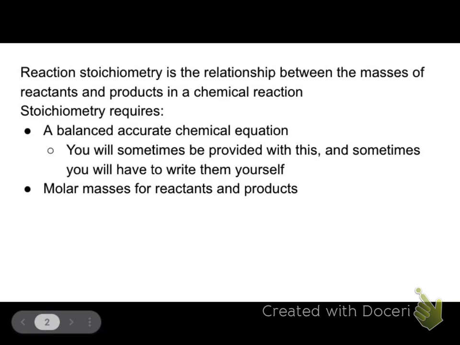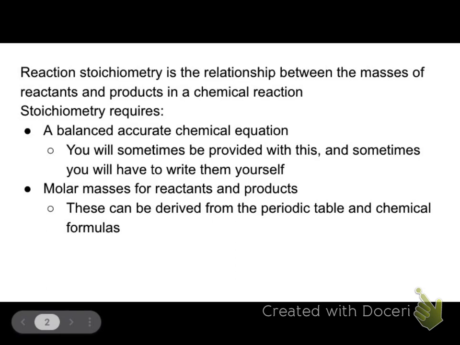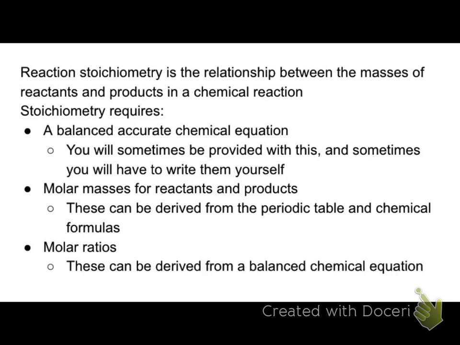You will also need molar masses for both the reactants and the products, which are rarely given to you. You will most often have to get them from the periodic table, but it looks like from our bell ringer that most people still remember how to do that. So that's awesome. We don't have to go through that step by step again. And then you're also going to need a molar ratio. Molar ratios can be derived from the balanced chemical equation.